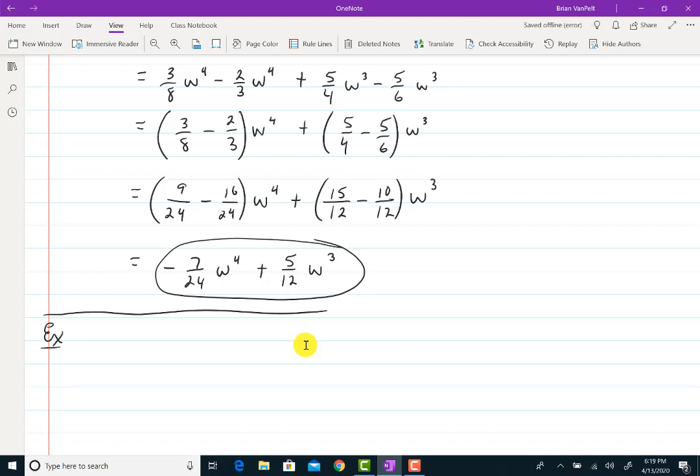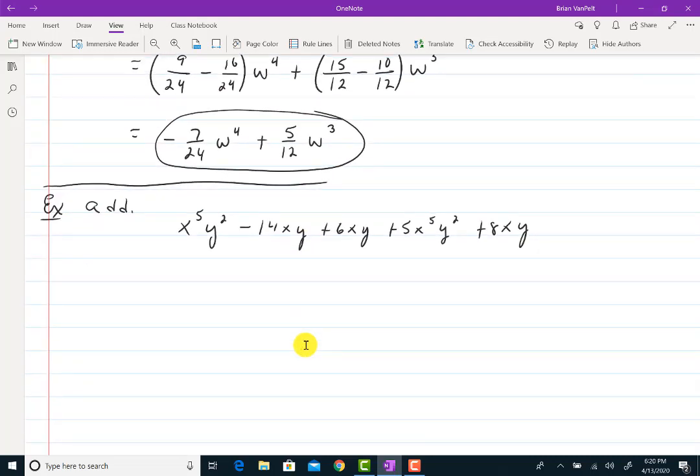And hopefully this is not too big of a deal. You just move them around, get the terms that are like each other. By now you should be able to tell like terms pretty much by looking at them. My next one, I have x to the fifth y squared minus 14xy plus 6xy plus 5x to the fifth y squared plus 8xy. Little test for you, if you're paying attention: the degree of this polynomial is 7, because the 5 plus 2 does add up to be 7.